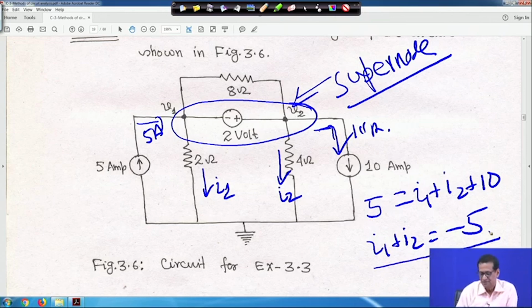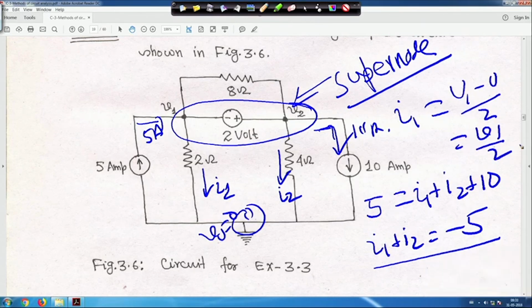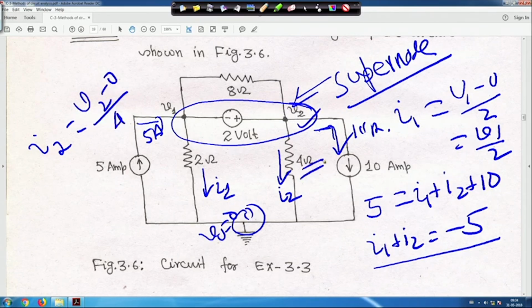Now, what is I1 and what is I2? I1 is equal to V1 minus 0 divided by 2, because this is the datum node, the reference node, with V0 equal to 0. So I1 is equal to V1 by 2. Similarly for I2, the voltage is V2 and the reference node is 0, so V2 minus 0 divided by 4, because this resistance is 4. Therefore, I2 is equal to V2 by 4.